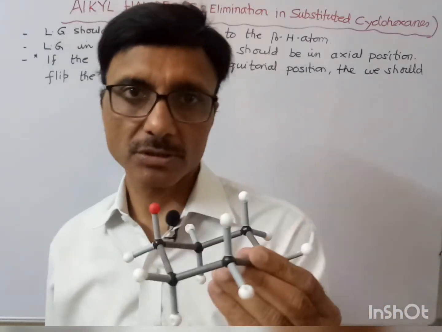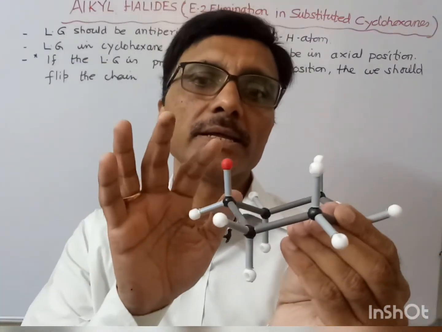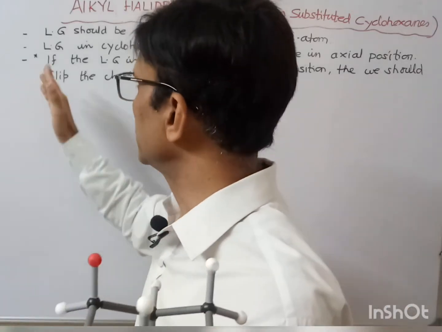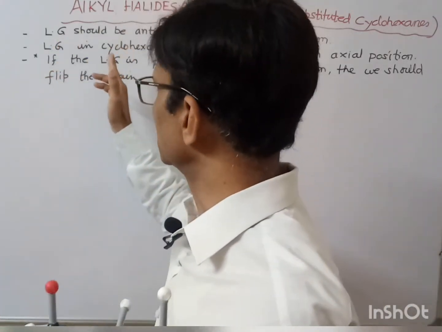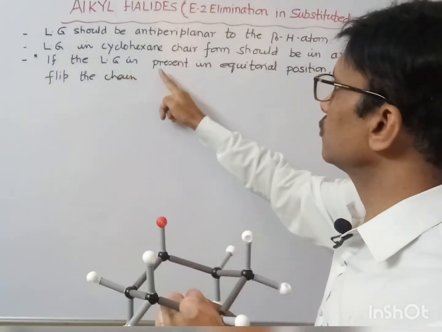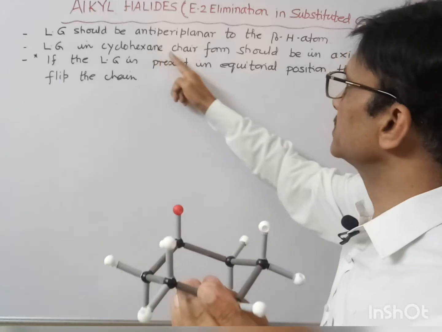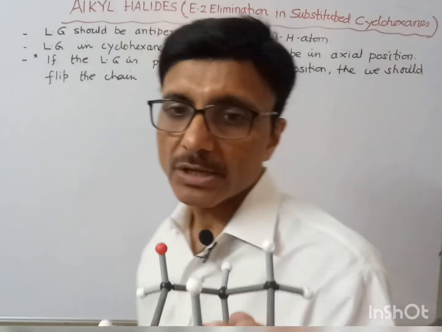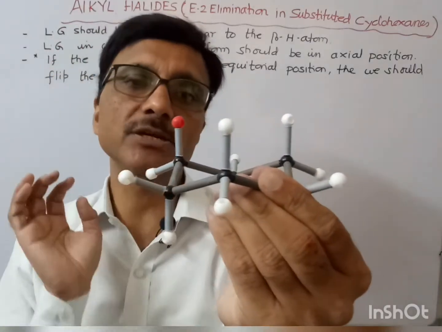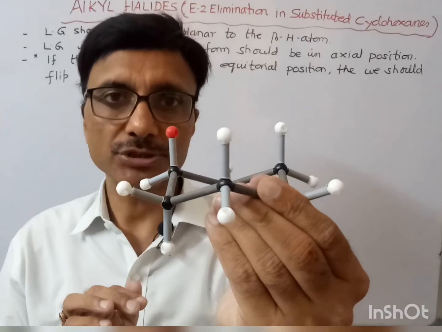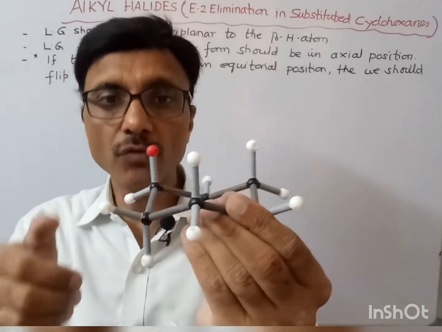Now suppose this is not in the axial position. What I have written as the condition is that the leaving group in the cyclohexane chair form should be in axial position. So here this is in axial position. Now suppose it is coming into the equatorial position. Now let's see whether we can remove it.